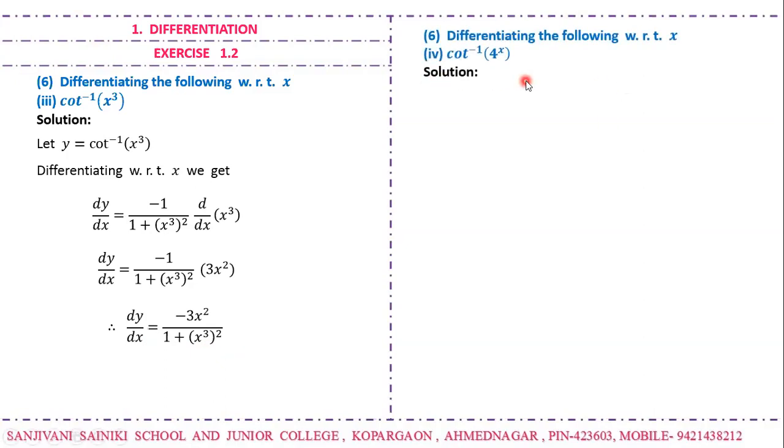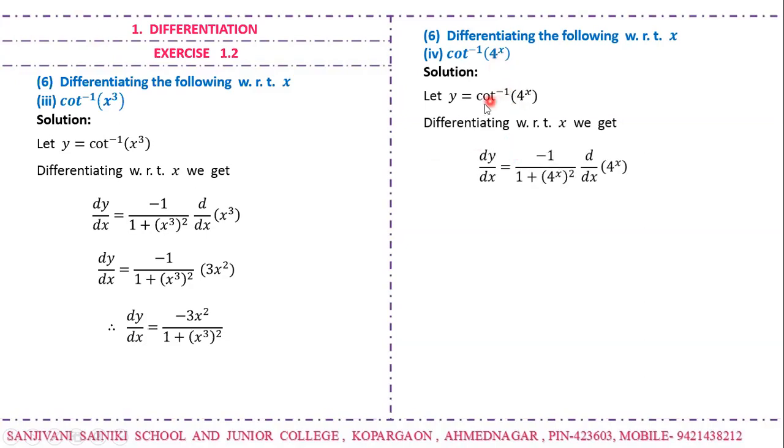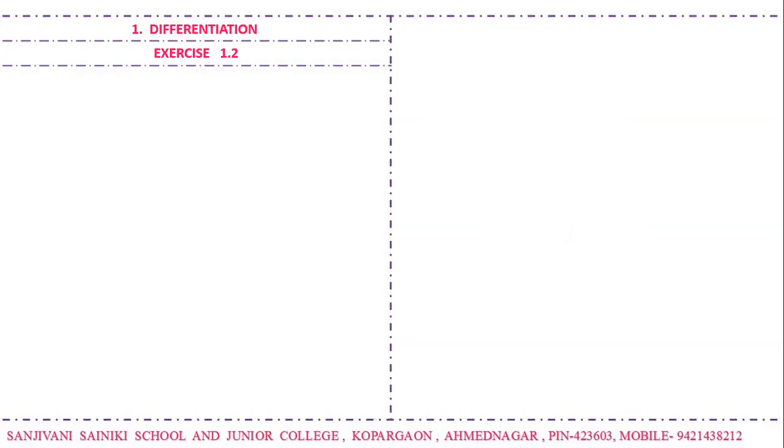So now differentiate cot inverse of 4 raised to x. The derivative of this function is similar to the previous one, but there they have taken x cube, and here there is 4 raised to x. That means the function a raised to x. So again cot inverse of f of x is minus 1 upon 1 plus f of x square into f dash of x, and d by dx of a raised to x is a raised to x log a. Using that formula you get minus 4 raised to x log 4 upon 1 plus 4 raised to 2x.